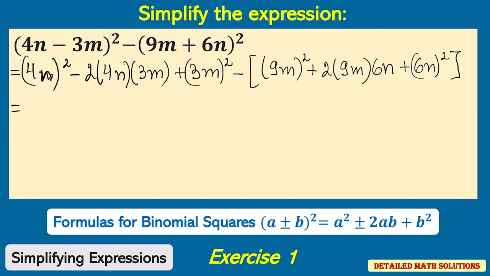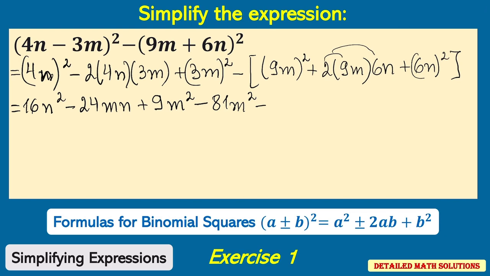When I apply the rules of exponents and simplify further, I get 16n squared minus 8 times 3, 24mn plus 9m squared minus, now I have to apply the negative sign to each term and this way flip its sign. So I get minus 81m squared minus 18 times 6 is 108mn minus 36n squared.